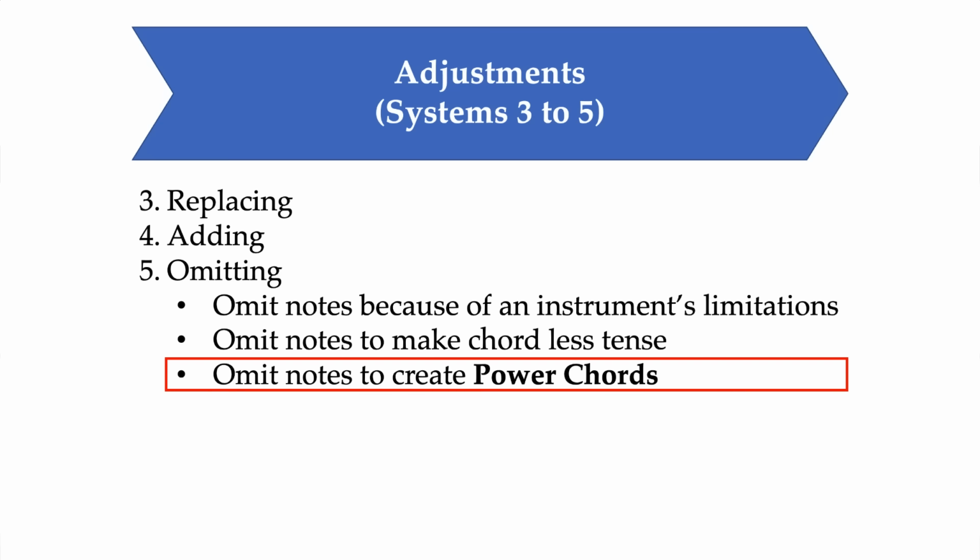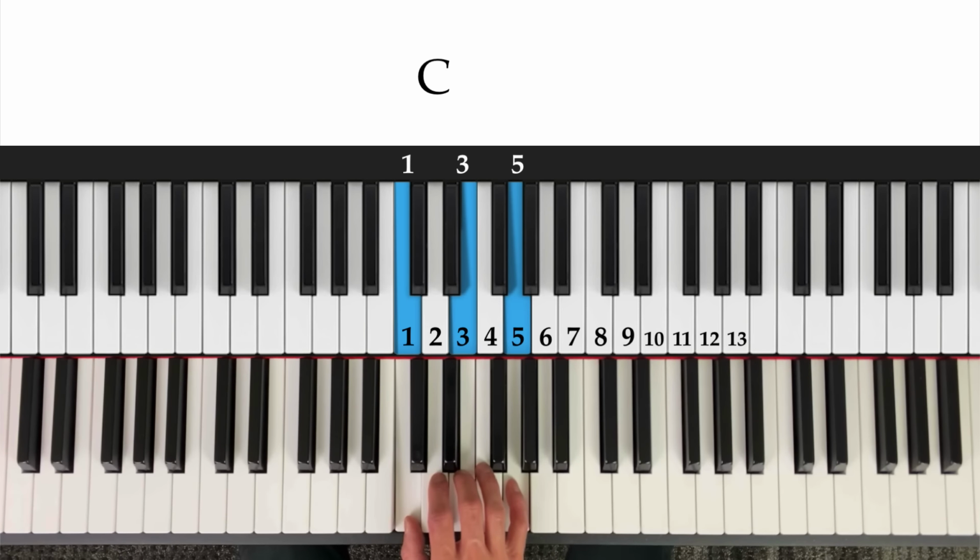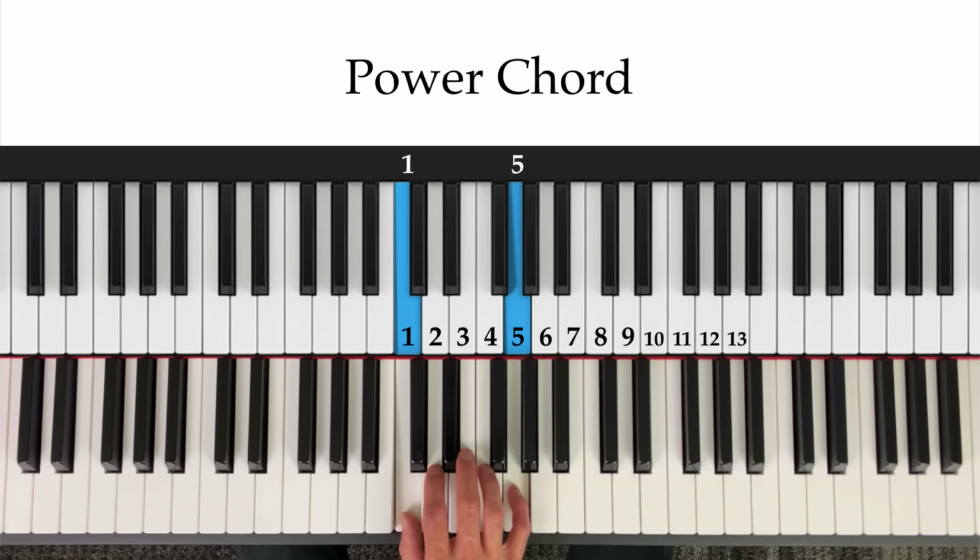The last reason you'd want to omit a note from a chord is to create what are called power chords. So here's our C major chord. If we omit the 3, we create what's called a power chord. This chord is commonly used in rock music. It's a very consonant chord, so rock musicians can add a lot of distortion and overdrive effects to it. You'll hear this chord in songs like Iron Man by Black Sabbath and Smells Like Teen Spirit by Nirvana. Notice that by omitting the 3, we omit the note that determines whether the chord is major or minor.